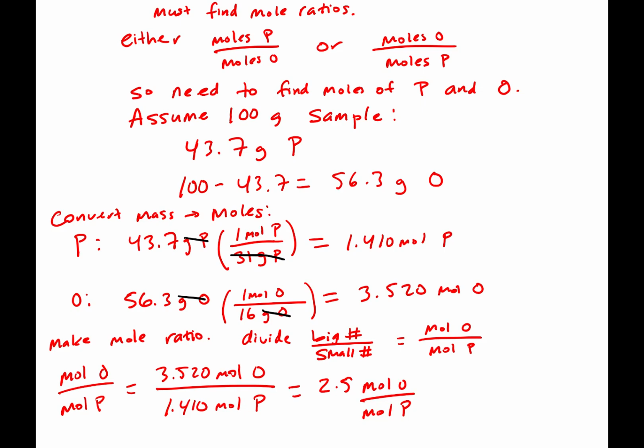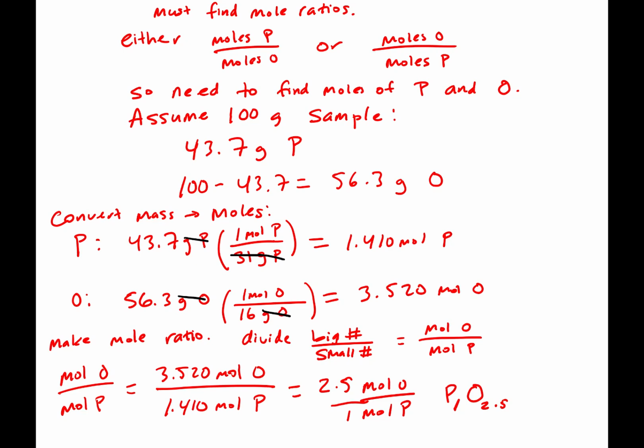For every 2.5 moles of oxygen, you have 1 mole of phosphorus, right? Because there's like a 1 that's implied here in the denominator. Or you could also say for every 1 mole of phosphorus, you have 2.5 moles of oxygen. With that being said, we can now write out that this compound contains phosphorus and oxygen, right? And the mole ratio tells you that for every 1 mole of P, you have 2.5 moles of O. Now, this is not the simplest whole number ratio, because we recognize that 2.5 is not a whole number.